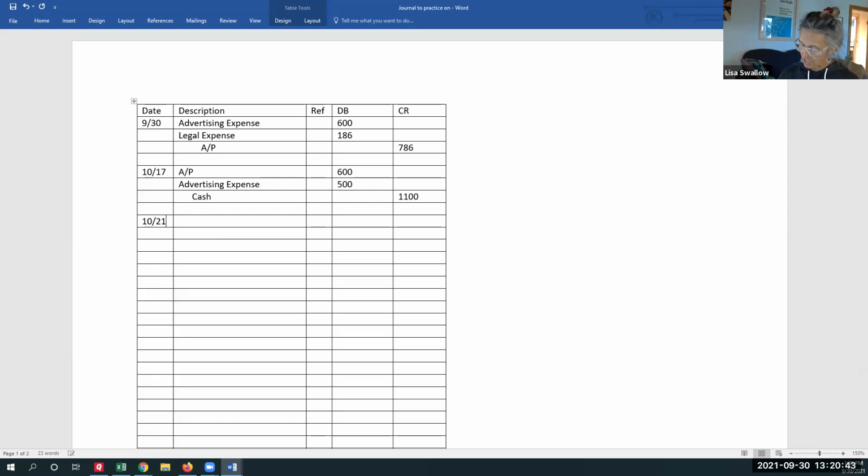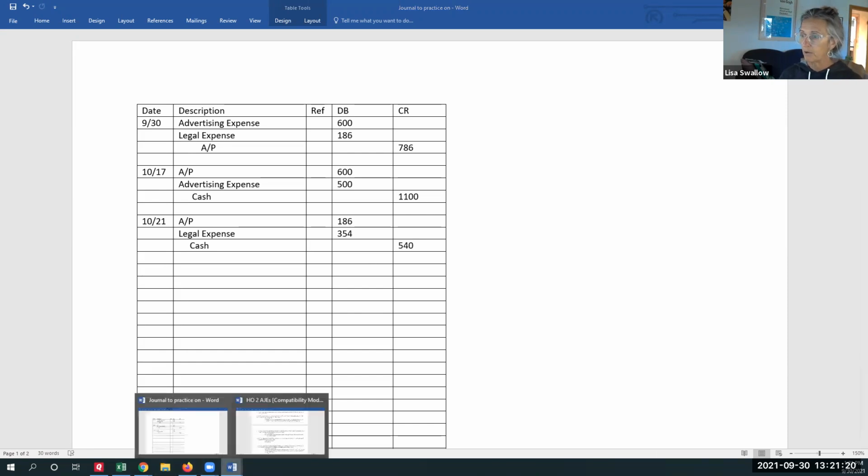Exact same situation here. I'm going to get rid of my accounts payable of $186. I've got some legal expense. I haven't figured out that number yet. I wrote out a check for $540. So the difference between 540 and 186, it looks like I had $354 of legal expense from that month. So that was number 8. That was an accrued expense. All right, let's pop over here.